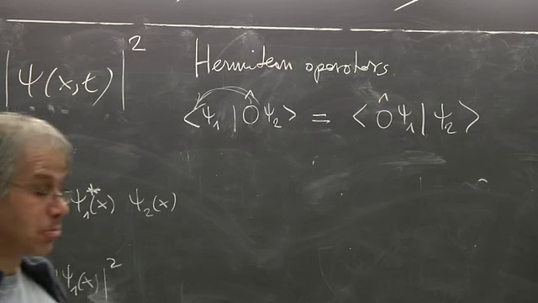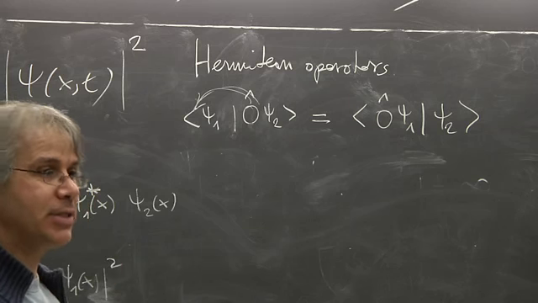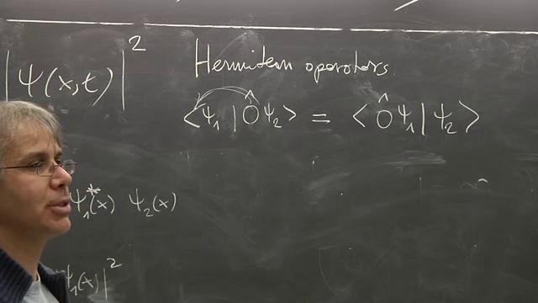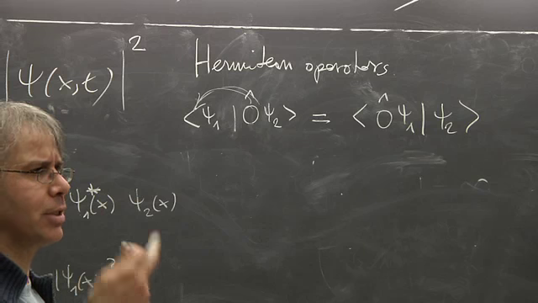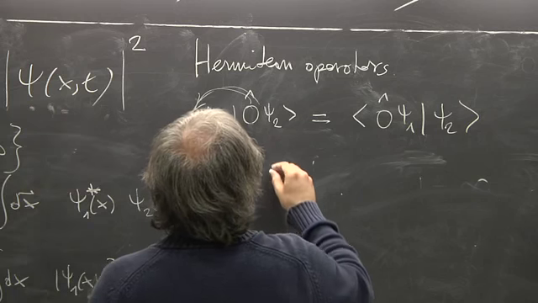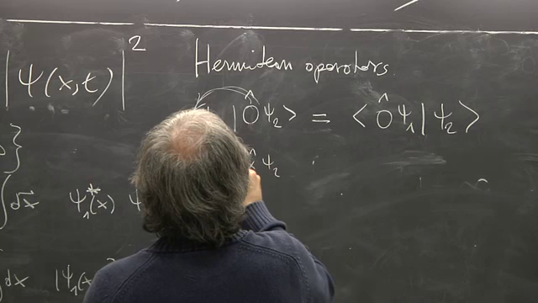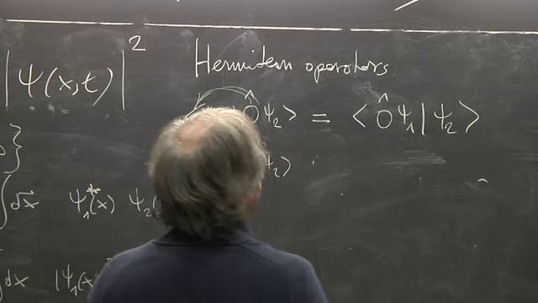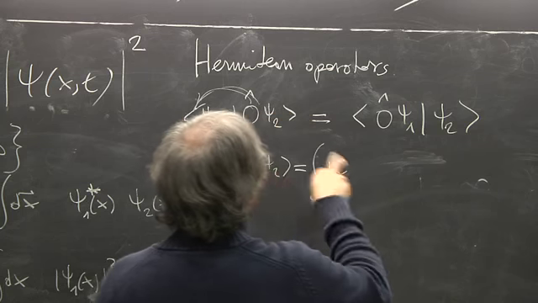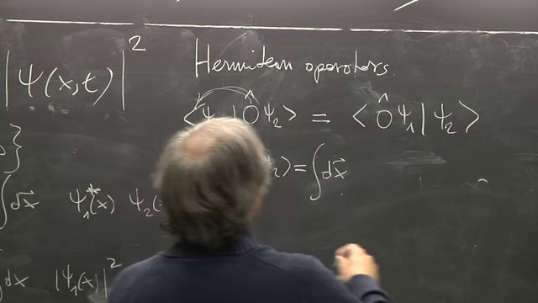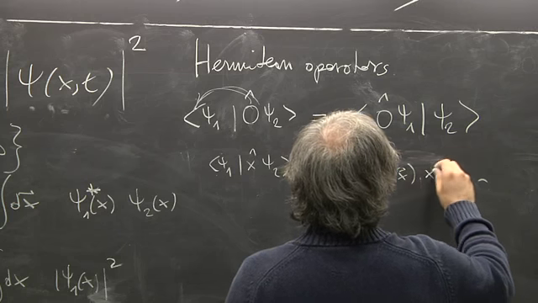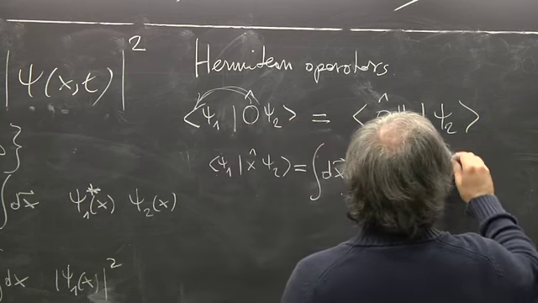So let's start revisiting our operators encountered so far. For instance, x, multiplication by x. Let's do it for a single component, say the x component. This is x psi2, psi1. What is it? Well, it's the integral over all space, three components in principle, of psi1 star multiplied by x psi2.